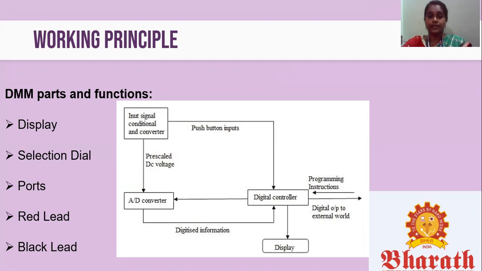Next is the red lead. It is connected to the voltage, resistance or ampere port, considered as the positive connection of a circuit. The last is the black lead, connected to the common or ground port, considered as the negative connection of a circuit.